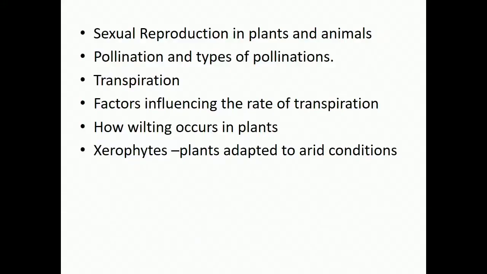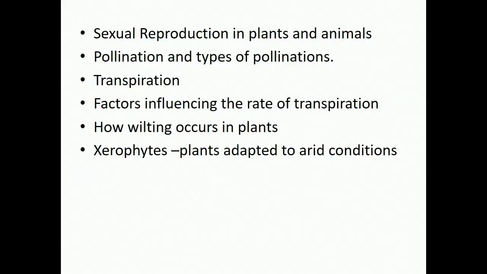We look further at pollination and the types of pollination. Take note, I spoke about the flower earlier. Pollination is the transfer of pollen grain from the anther to the stigma. The types of pollination are cross-pollination and self-pollination. We have to look at the advantages and also the disadvantages. The advantage, for example, of self-pollination is that it allows the new plant species that will be formed to be similar, to be identical.